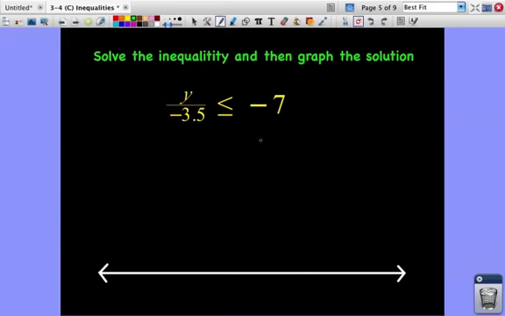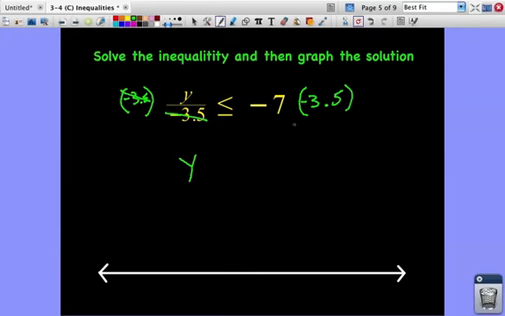Let's solve this inequality and then graph our solution. I have y divided by -3.5 is less than or equal to -7. Because there's a decimal in the denominator, it does not change the process of how to solve this problem. So because I have y divided by -3.5, what I need to do is I need to multiply by -3.5. And whenever I do to the left side, I have to do to the right side. Multiply by -3.5. These cancel out. That's why we multiplied. Our goal is to get y by itself, and these cancel each other out.